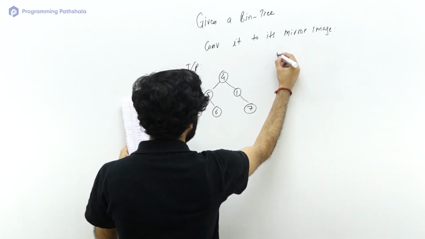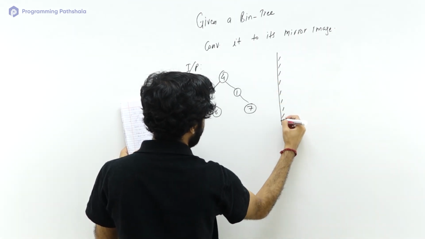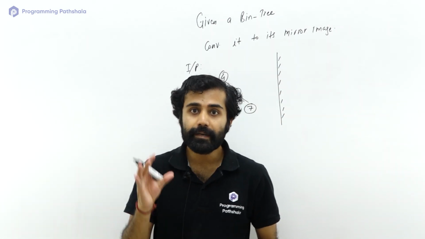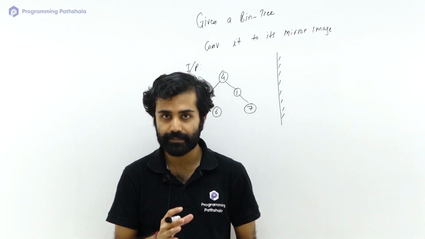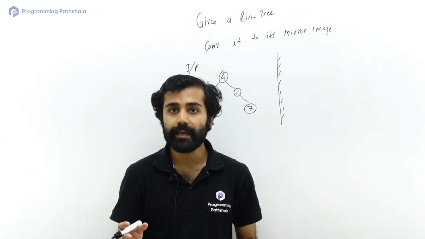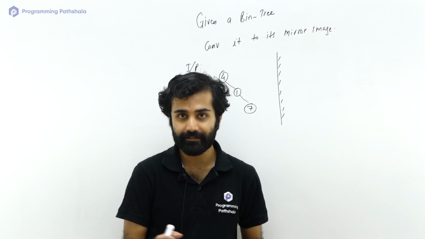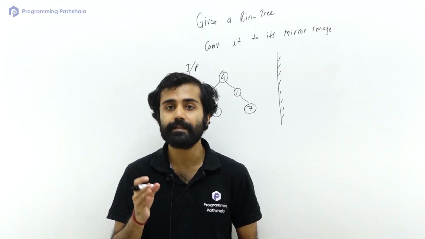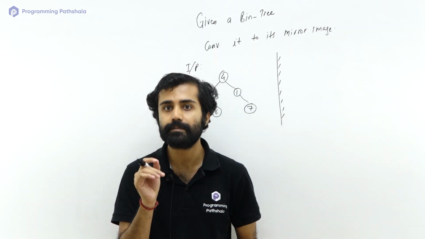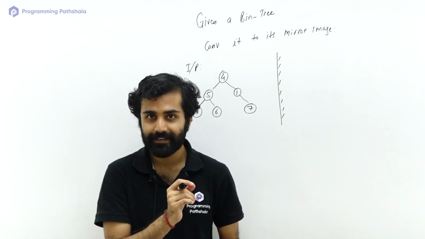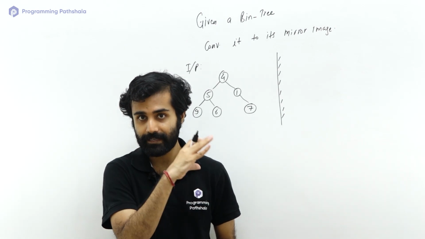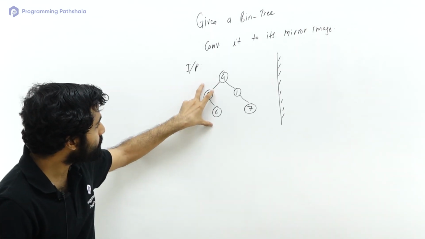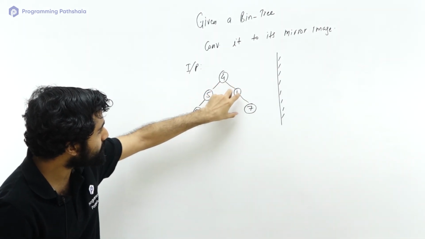Now guys, if I place a mirror in front of it over here, what will happen? What does a mirror do? A mirror performs something called lateral inversion. And what is lateral inversion? It makes left appear in right and it makes right appear in left. Coincidentally, the concept of left and right is very closely coupled with binary trees. Left is the left subtree and right is the right subtree. Left subtree is rooted at 5 and right subtree is rooted at 1.